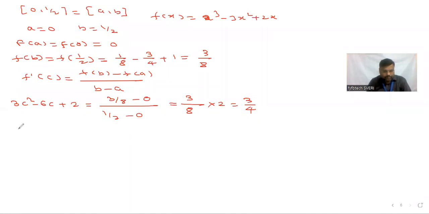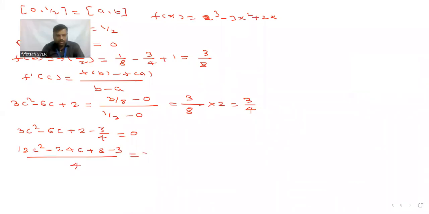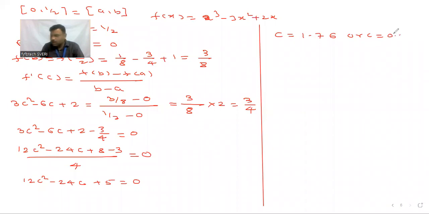Okay. So just simplify here. 3c square minus 6c plus 2 minus 3 by 4 is equal to 0. Multiply by 4 throughout the equation. 12c square minus 24c plus 8 minus 3, whole divided by 4, equal to 0. The 4 gets cancelled. We are left with 12c square minus 24c plus 5, since 8 minus 3 is 5, equal to 0. Just take the factors. You have a calculator, you can calculate the factors. So we got c is equal to 1.76 or c is equal to 0.23 by using a scientific calculator.